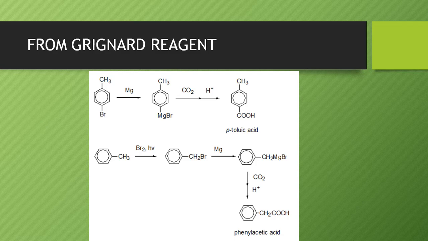Now, you are asked to convert toluene to phenylacetic acid. Again, you are to increase one carbon atom. So, first convert it into halogen derivative, then to Grignard reagent, and then with carbon dioxide, you can introduce COOH group.